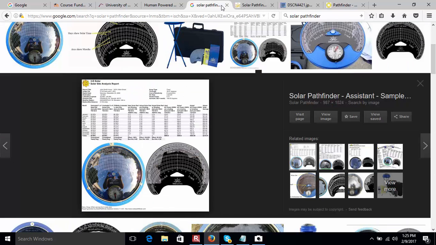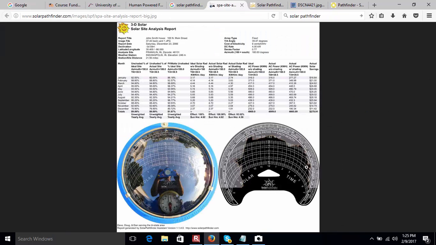Let me go back to that guy. View image. Yeah, so in this case, you can actually see the tree, you can see the house, you can see the bushes. And so these are basically hours of sunlight that you are not going to get during each of those months.